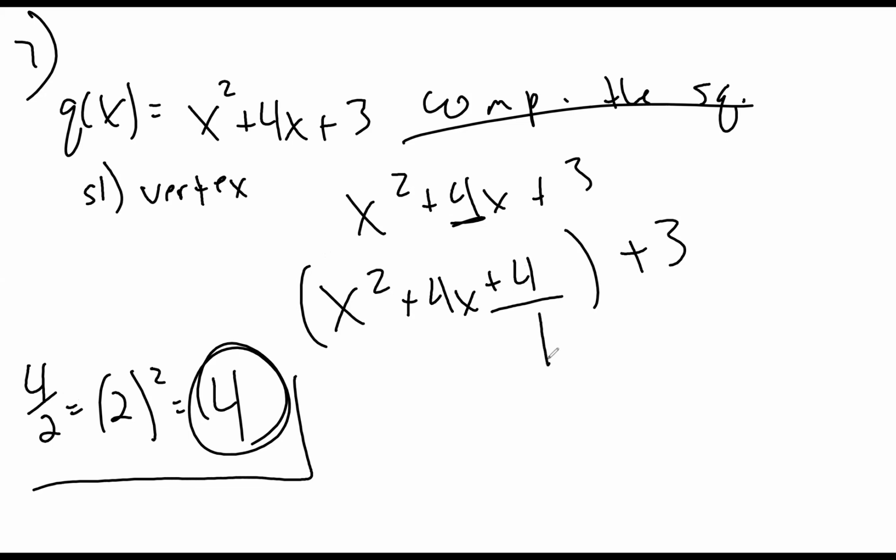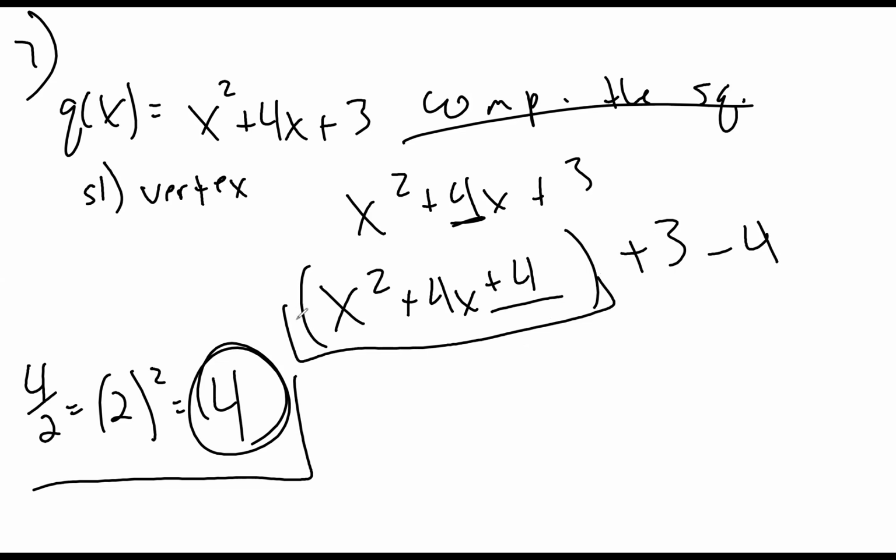And since I added 4 over here, what am I going to have to do over here so that it turns out to be the same actually? Subtract it. Yeah, I'm going to have to subtract it. That's right. That way those two would cancel each other out. And so now the completing of the square is technically done.